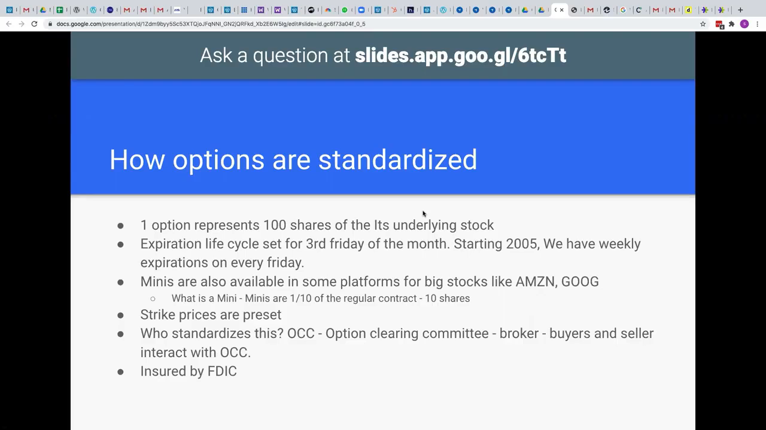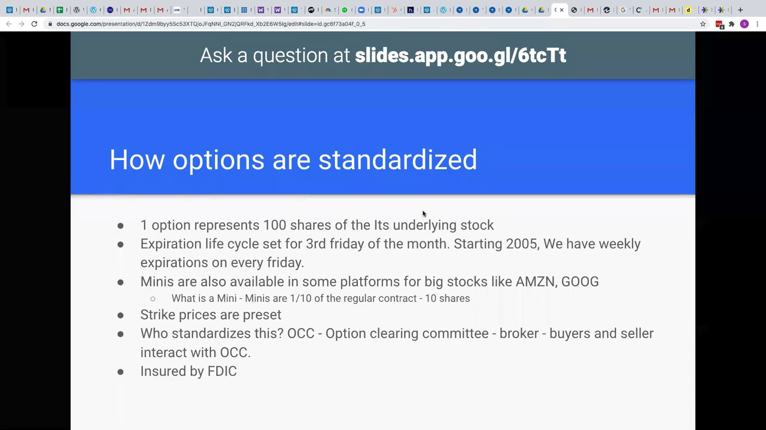Usually the expiration cycle is set to the third Friday of the month. This was before the weekly options came into play. Starting in 2005, we have had weekly options on many of the equities, available on every Friday. In addition to these weekly options, we also have something called minis. These minis are still not popular, but they have been brought out for people who have less capital. For example, minis represent 1/10 of an option. That means it represents 10 shares of the stock.